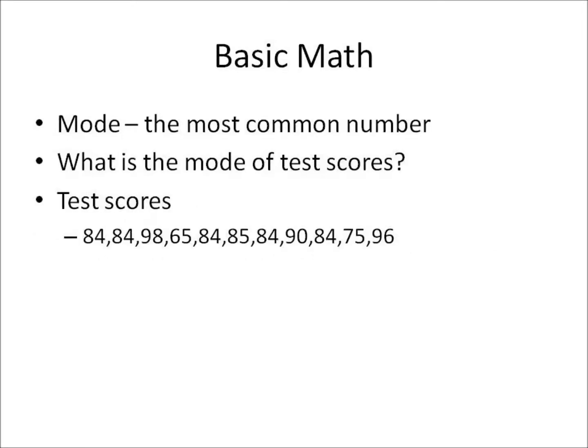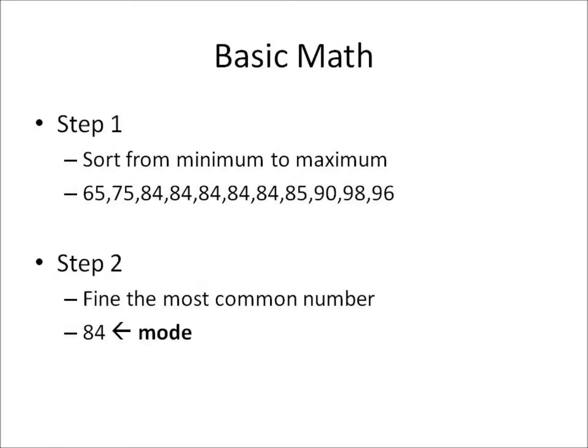Mode is the most common number. So again, if you have 20 different test scores, the most common number is going to be the mode. Okay? And again, what about pausing this video and trying to find out the mode of those test scores? I hope you were able to figure out that the mode is 84. First, you sort from the smallest to the largest, and then you find the most common number, 84.